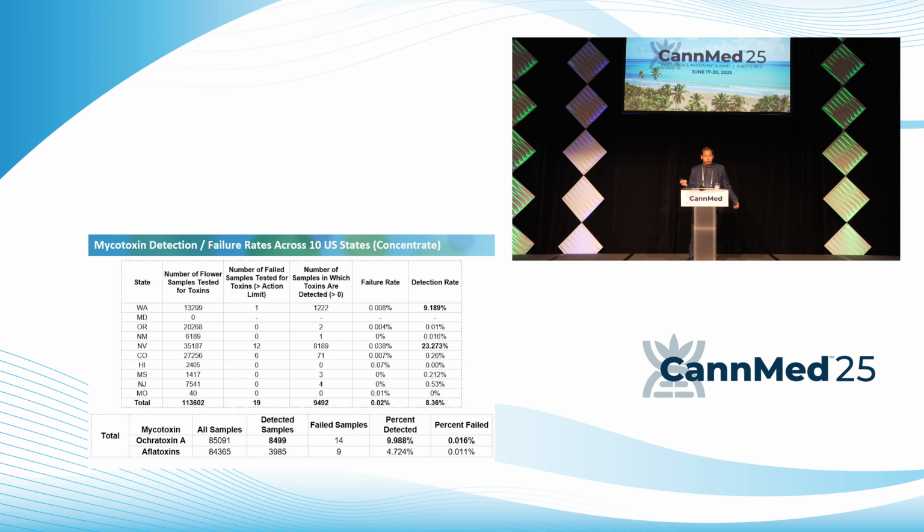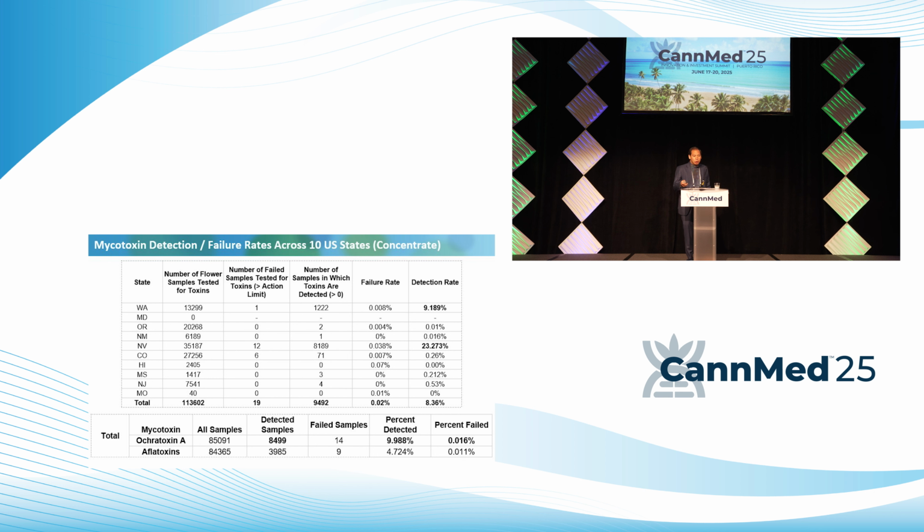So if we move now to concentrates, this is not quite as high of a number, but it's over 100,000 samples across these 10 states. You can see that the detection rate is about double here in this case, and the failure rate, again, about double. And that's to be expected. We're concentrating, so you would expect to see more of these.